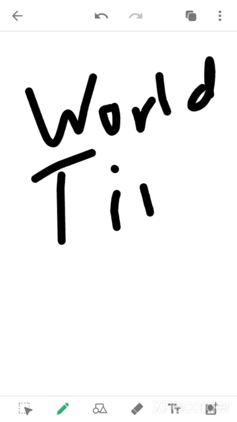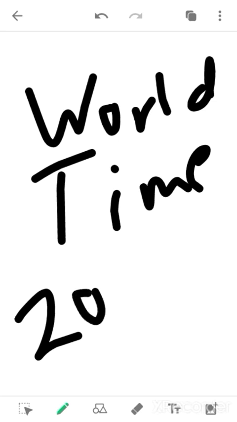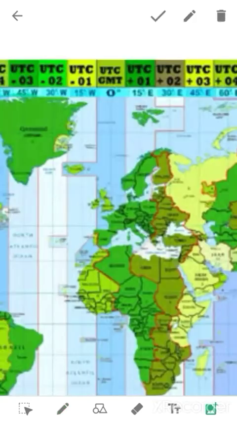And now we will learn what the time zones in the world are, using the map of the world time zones. Now we will discuss world time zones. And now look at this map of the world time zones. There are 24 time zones on the Earth's surface.